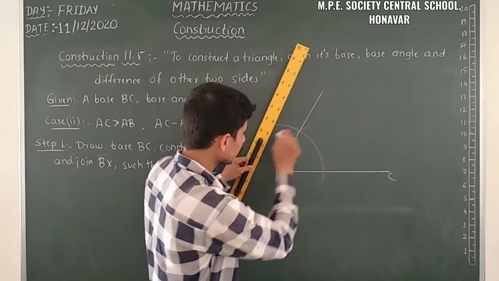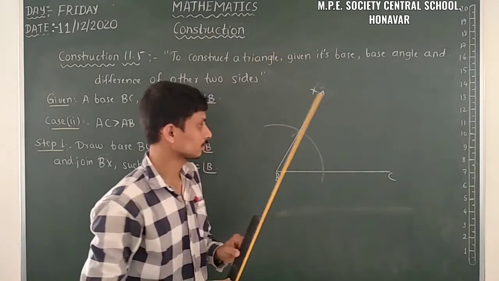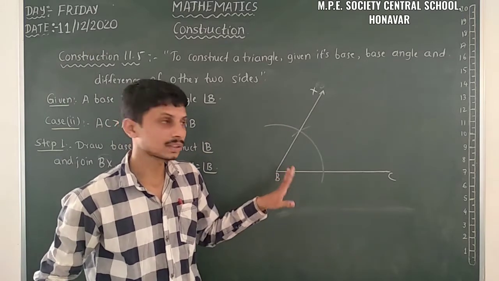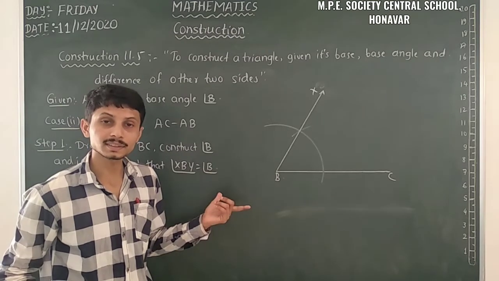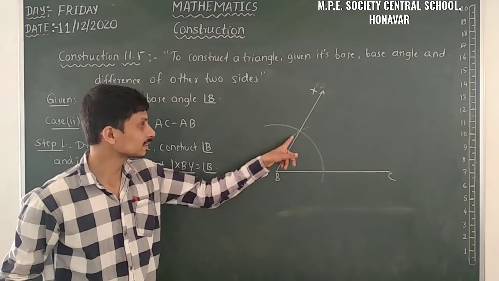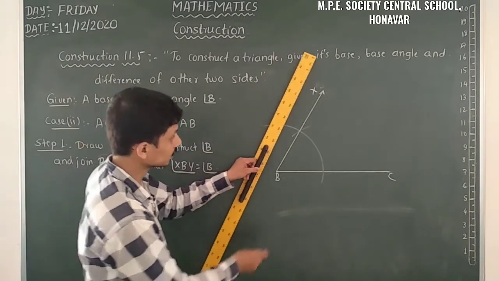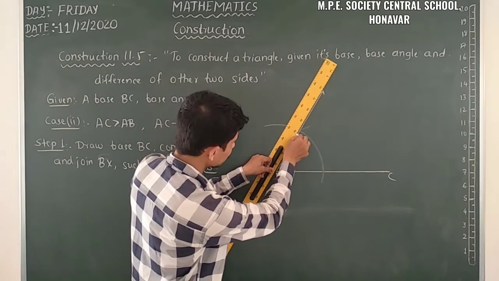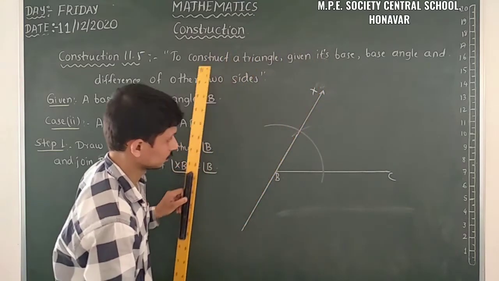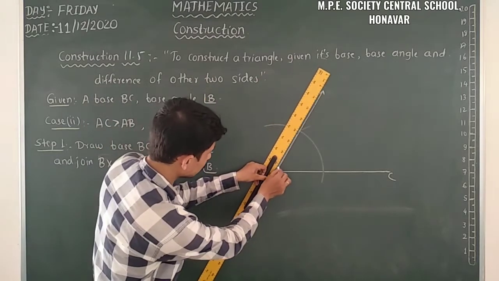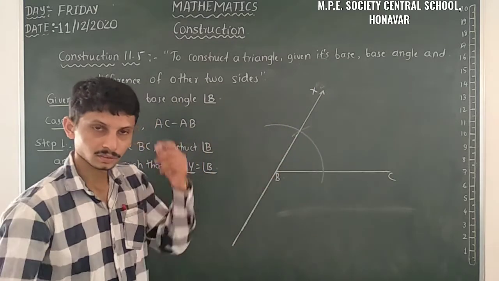Yes, so here we have the angle XBY, and here it is X. Then we take another step. The difference here is that we have to extend this line in the backward direction. This is the different step we have in this case. So you can extend it up to here, in the backward direction.